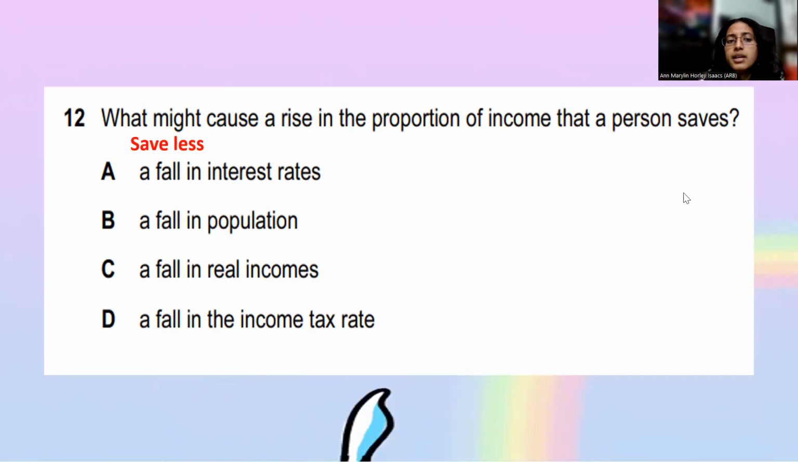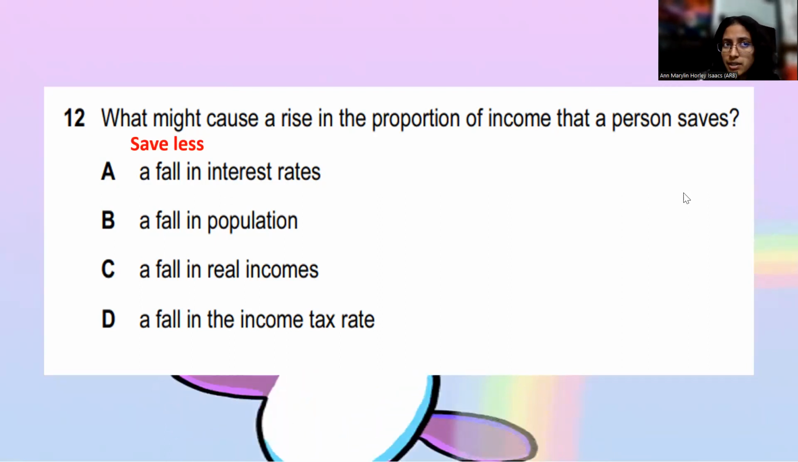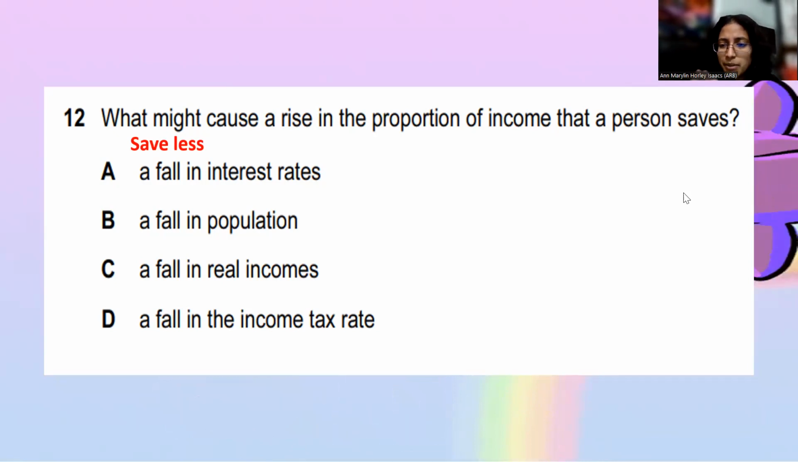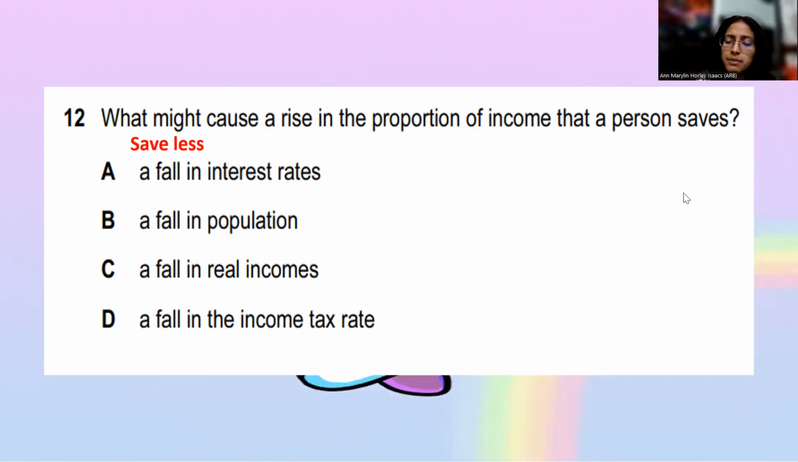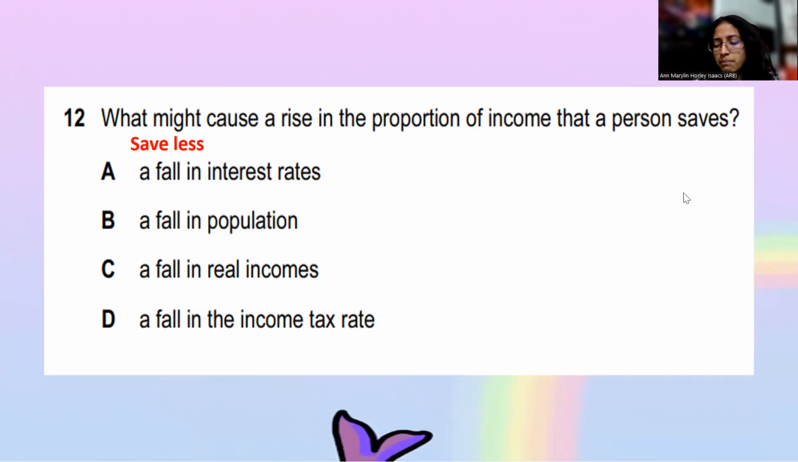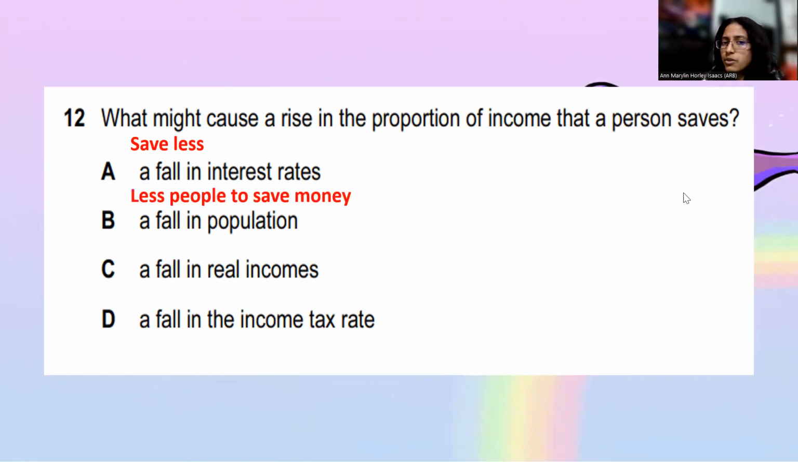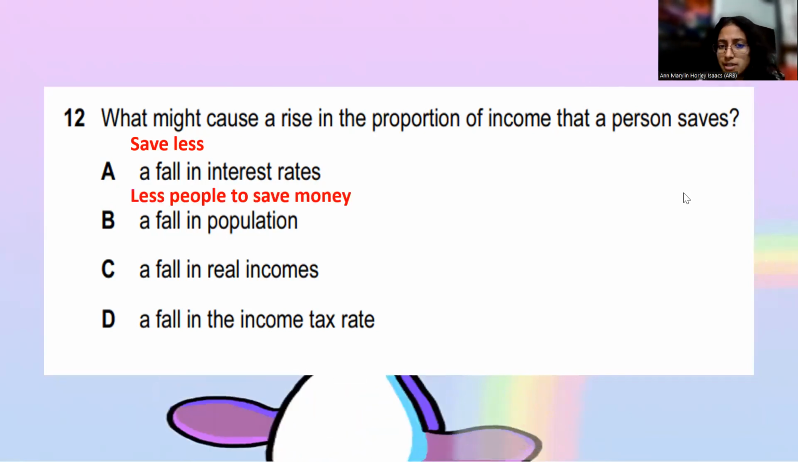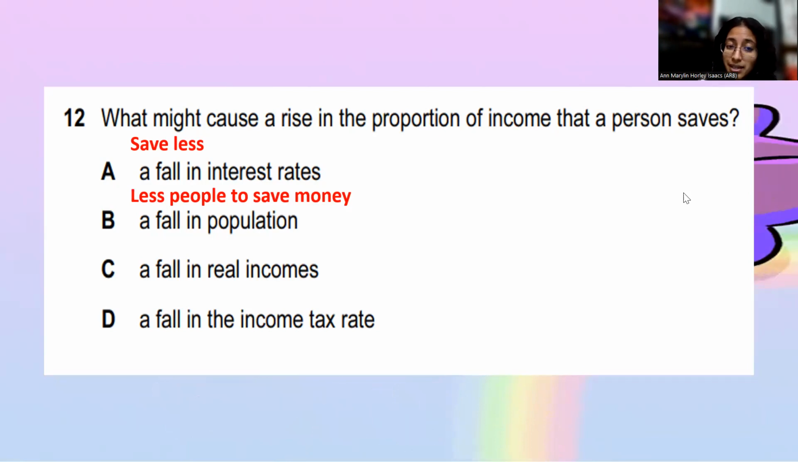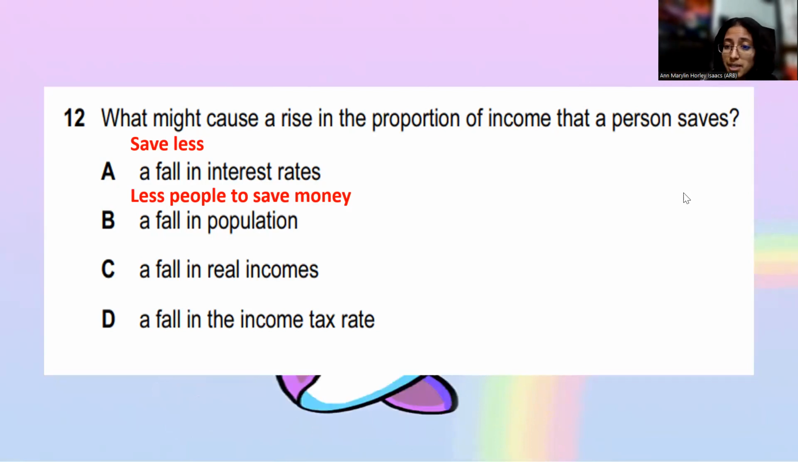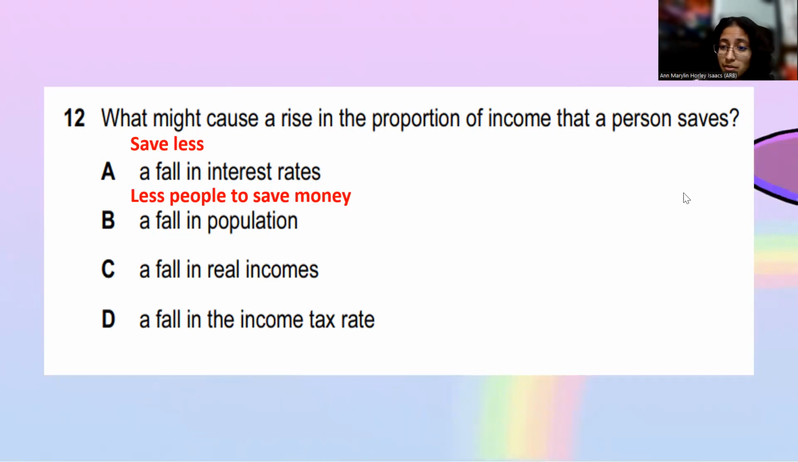Okay. Save less. A fall in population. A fall in population doesn't actually affect the amount that I would save. If there are more people or fewer people living in Malaysia, it doesn't really influence how much I would save. Not directly anyway. It can eventually have an impact, but it doesn't cause me to save more or save less. However, what it does mean is that there are fewer people in Malaysia who are saving money because fewer people exist, not because it has influenced me to save less.